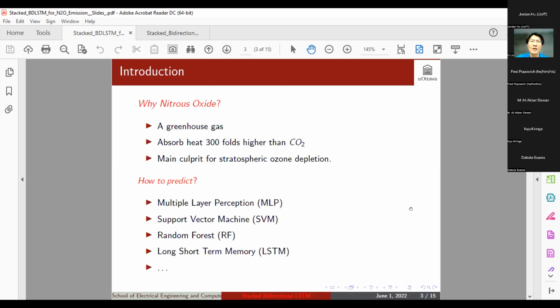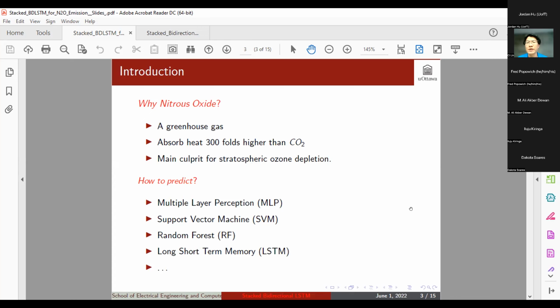Okay. Firstly, why we choose the nitrous oxide as our study object? Firstly, because nitrous oxide is a greenhouse gas, and it can absorb heat 300 folds higher than carbon dioxide, and it is the main culprit for stratospheric ozone depletion. So the nitrous oxide has a great impact on our lives. So we would like to study the emission of the nitrous oxide in agricultural practice.